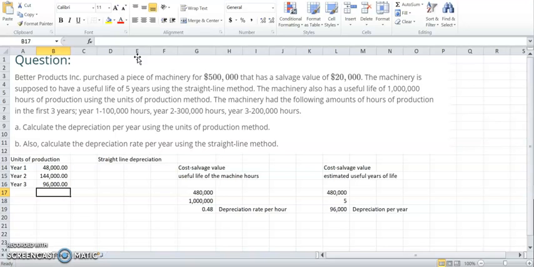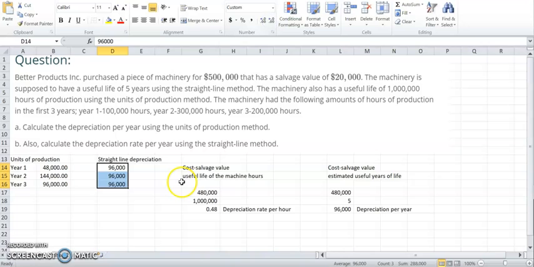So for year 1, we take 100,000 times 0.48. For year 2, we take 300,000 times 0.48. And for year 3, we take 200,000 times 0.48. Not too bad once you get the hang of doing it. You'll just take the depreciation rate times the hours in this case. Now, the depreciation per year for straight line is simple. It's just 96,000. We've already calculated it. And this is how you do the depreciation rates for straight line and units of production.